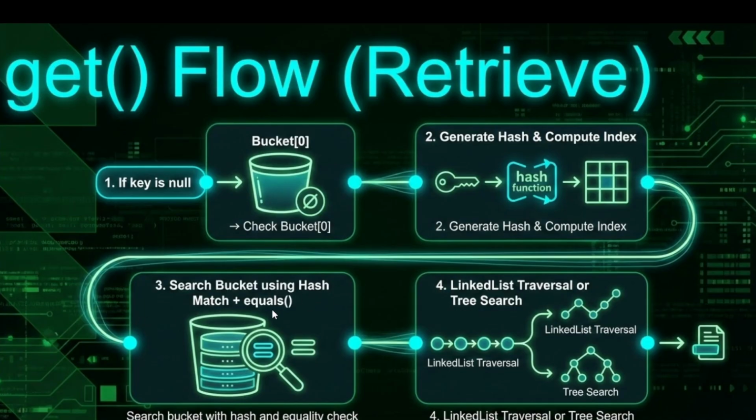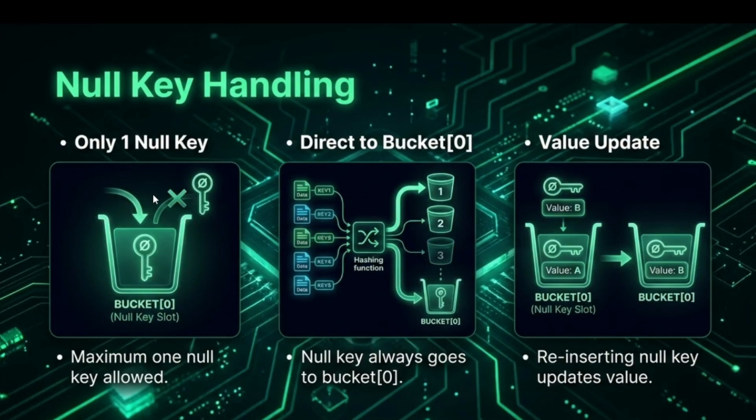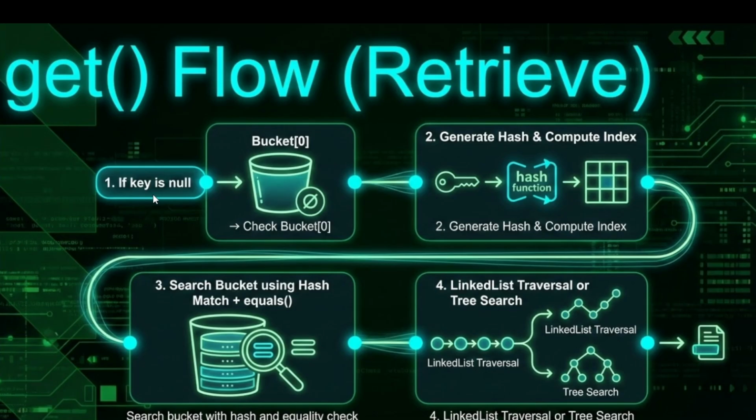So it searches the bucket using hash match and equals. Whenever collisions are there like this, it goes to the index and then uses equals. We should use the equals method to get the value. Linked list traversal will be like this, and tree search will be like this. Tree search is O(log n), linked list is O(n).